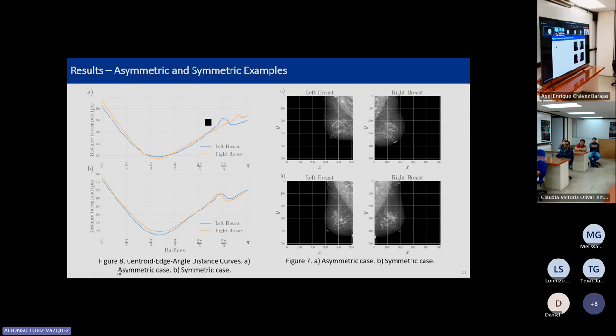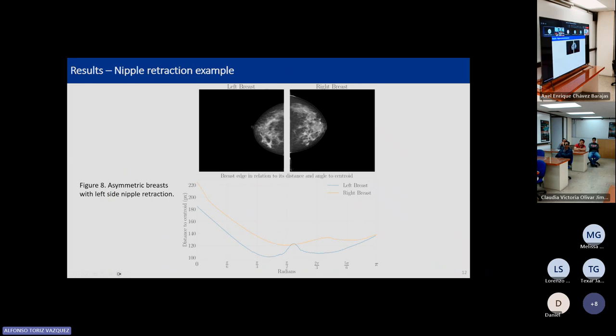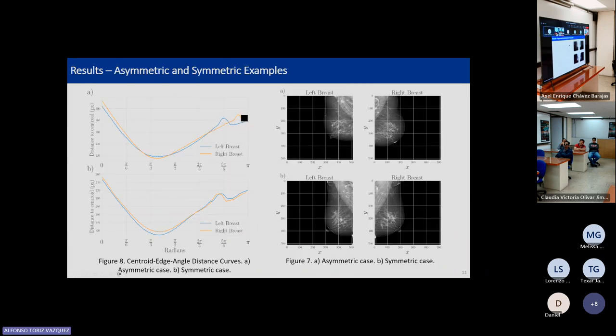Here is the center edge angle distance curve we computed. For the asymmetric case, we can see the left breast depicted in a blue line and the right breast depicted in orange. We can see a pretty noticeable difference between the nipples. While in the symmetric case, they match. The match is pretty good between them. There's a little bit of a gap, but it's okay.